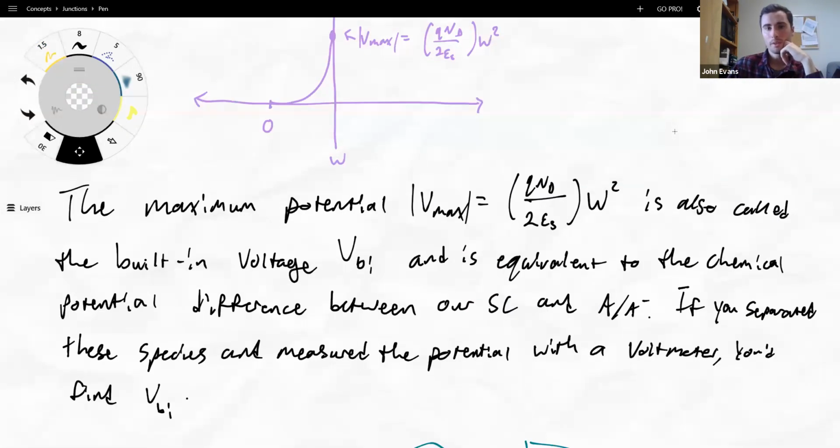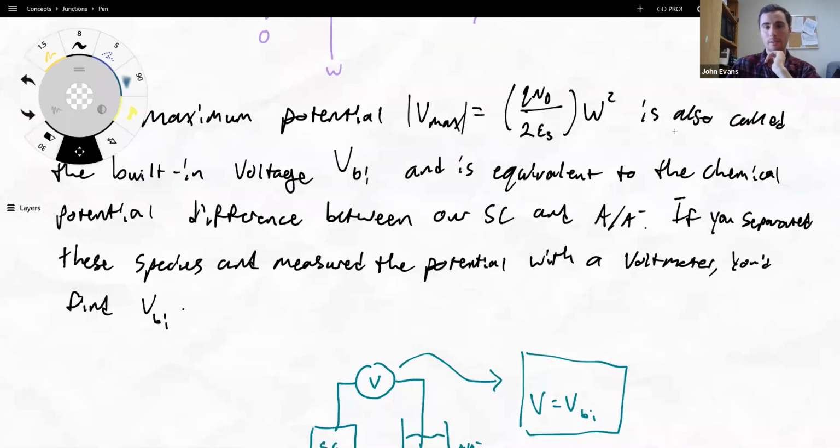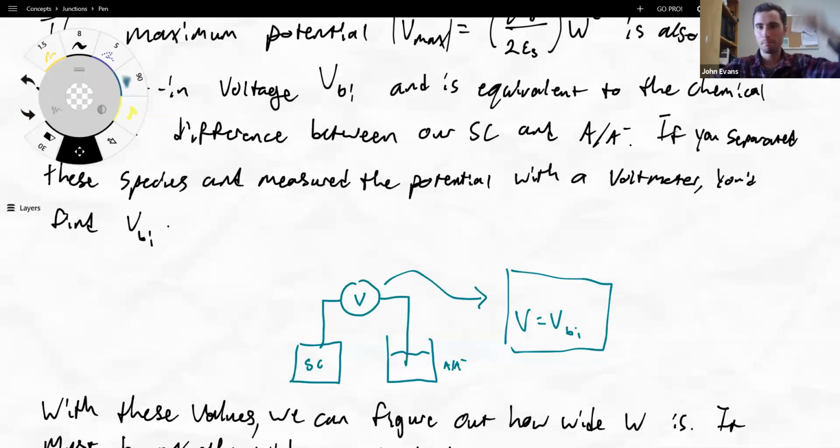This is also called the built-in voltage. It's equivalent to the chemical potential difference between our semiconductor and our redox species, right? So if you were to separate these, so now we're going to pull our semiconductor out of the solution, rinse it off so it's nice and clean. And we're going to put one end of a voltmeter on our semiconductor, and we're going to put the other end of a voltmeter into our solution. The potential difference that you would measure between those two is your built-in voltage.